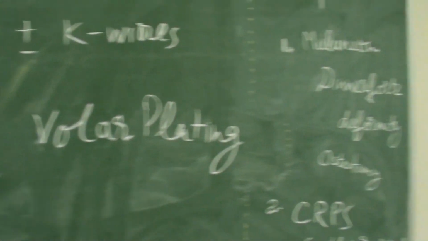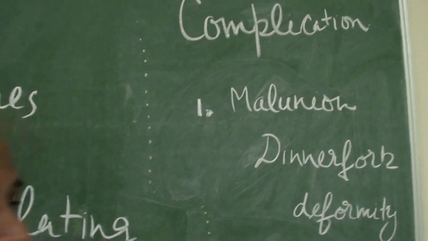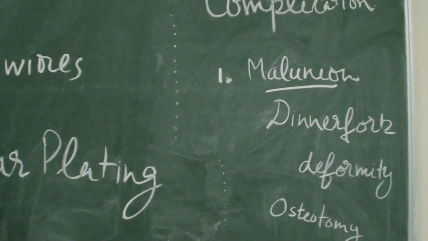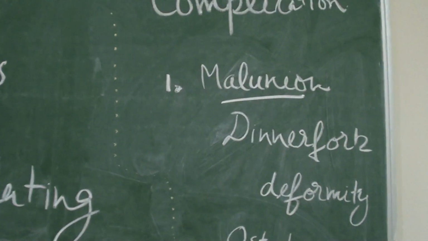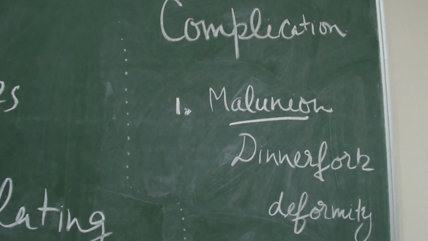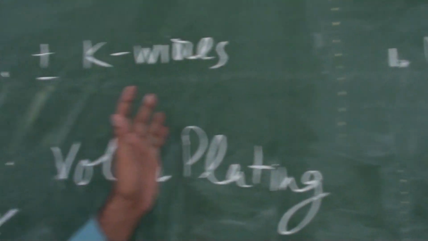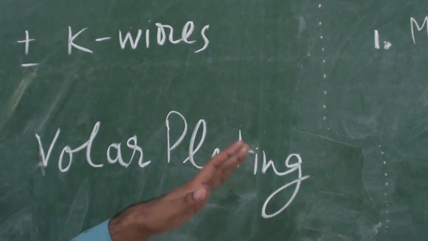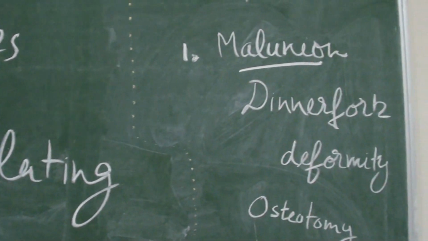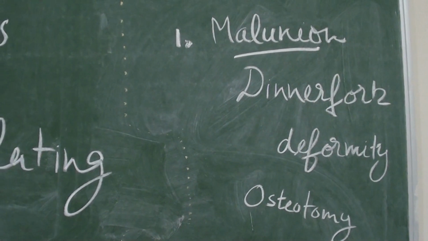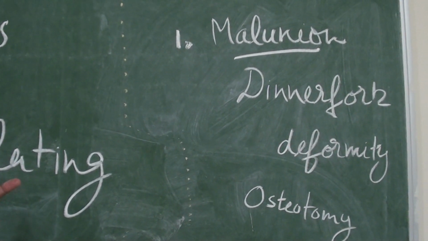Coming to complications of this fracture, the fracture itself is very common. Malunion is the commonest complication of the Colles fracture. That is, even if you do closed reduction or K-wire fixation, malunion will occur in some patients, and the deformity is dinner fork deformity, because the fragment goes posteriorly. So deformity, as already discussed, is dinner fork deformity.